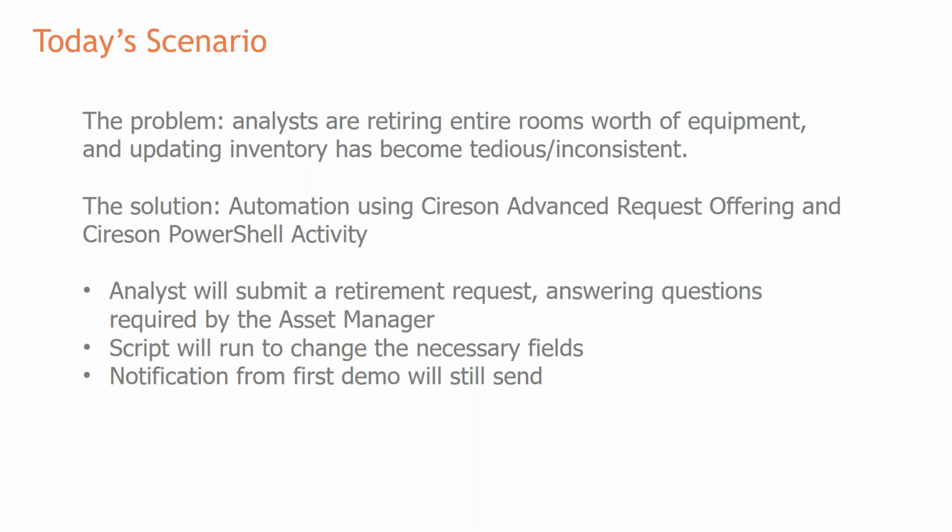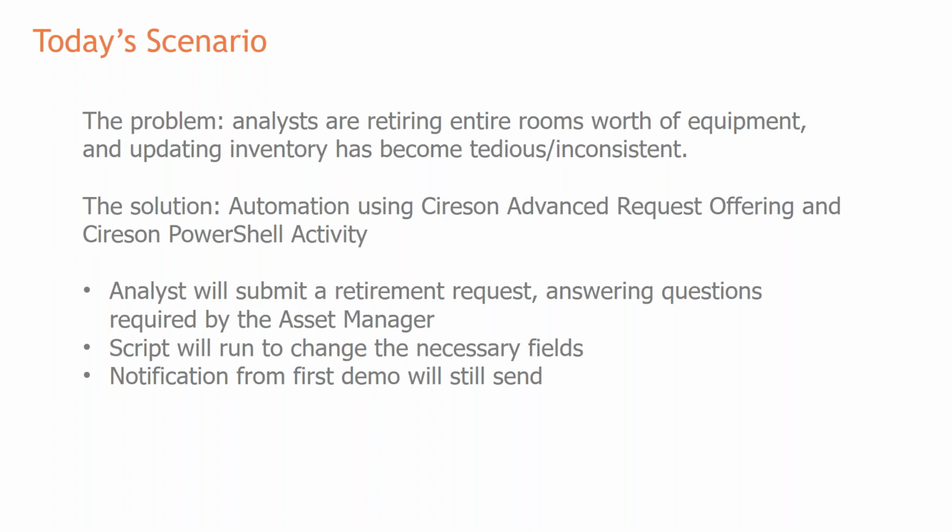So we're going to use a Cireson advanced request offering and the Cireson PowerShell activity to automate that process. The idea is that an analyst will submit a retirement request, filling in all the information that's been deemed important by the asset manager. A PowerShell script will run to change the necessary fields.